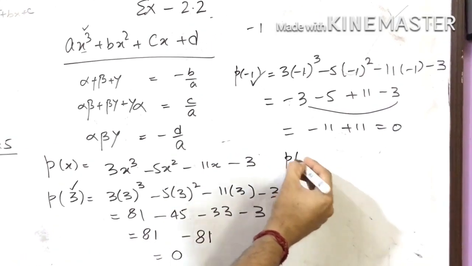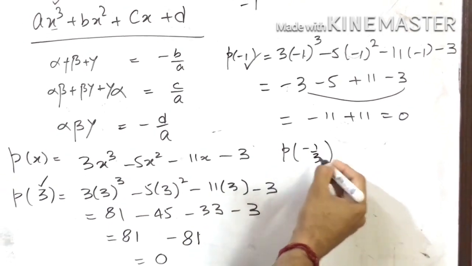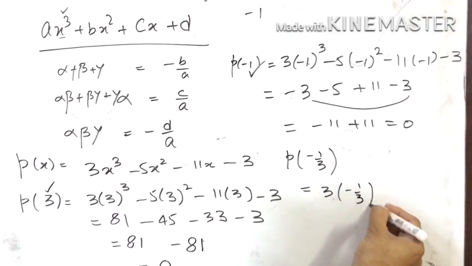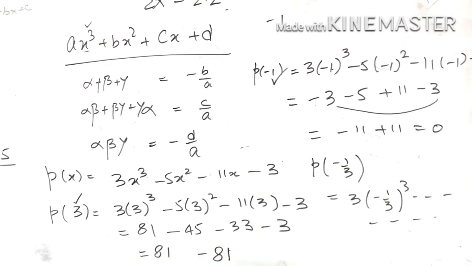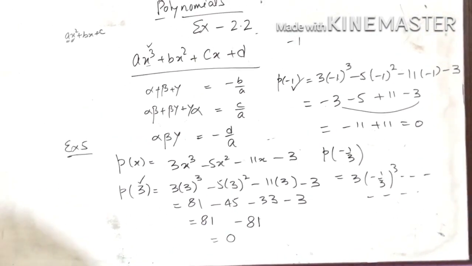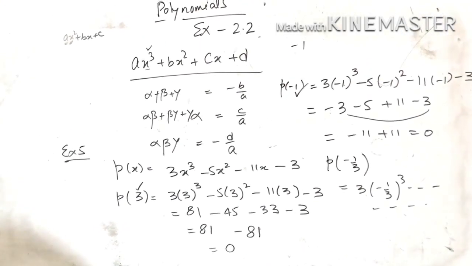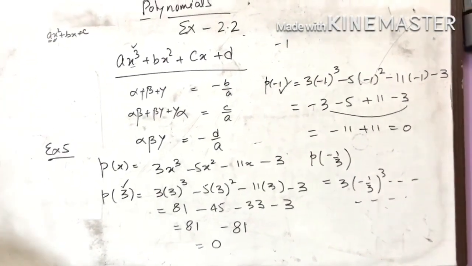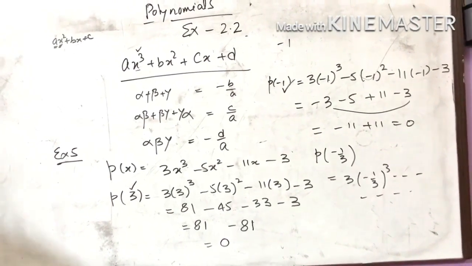Similarly, you can check the third number which is given to you, that is minus 1 by 3. By putting it here, you have to put the value in place of x, and you can find by calculation that again you will get 0. That means minus 1 by 3 is also a zero of the polynomial. It shows that all three are zeros of the polynomial. It is verified. The second part of this question is to verify the relationship between the zeros and the coefficients. Now if there are three zeros, you have to decide which one is alpha, which one is beta, and which one is gamma.